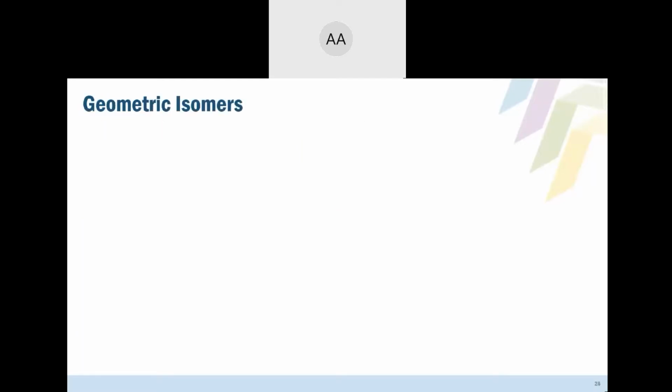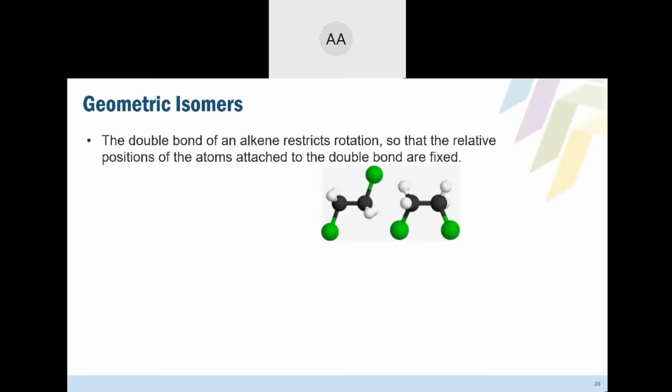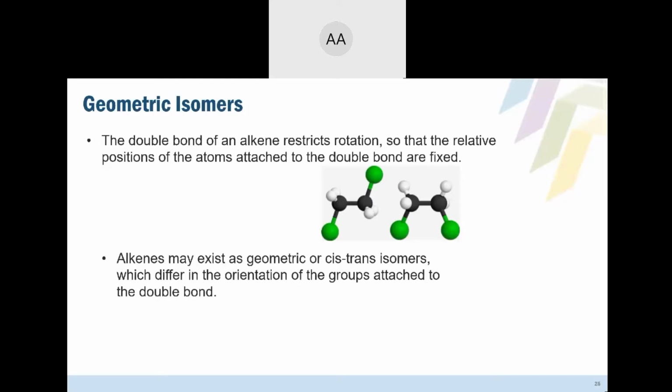So now let's have a look at some geometric isomers, which quite often occur in alkenes because of restricted rotation around that carbon double bond. So the double bond of an alkene restricts the rotation so that the relative positions of the atoms attached to the double bond are fixed. Alkenes can exist as geometric cis or trans isomers, a good piece of revision there for you, which differ in the orientation of the groups attached to the bond. Geometric isomers have different physical properties.